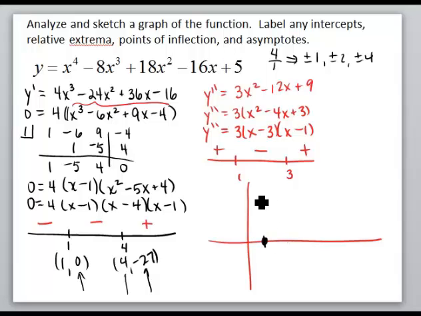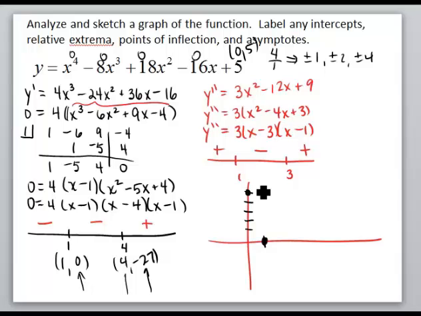I also can find my y-intercept because it's probably going to cross over here by plugging in 0. So when I plug in 0, I get 0 all the way across and I get 5. So I know I have a y-intercept of 0, 5. So I'll plot that dot.